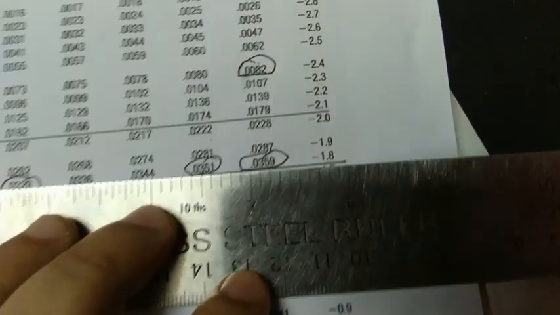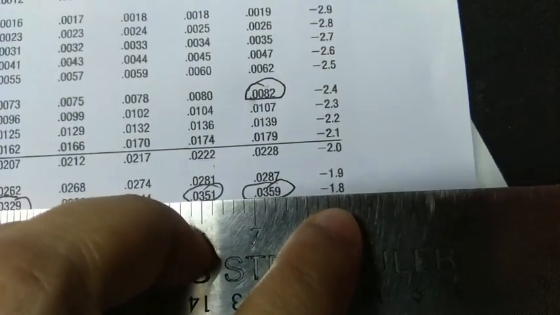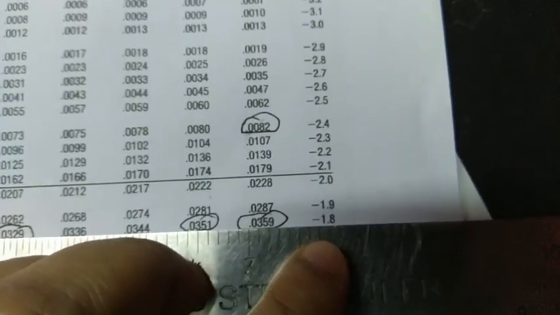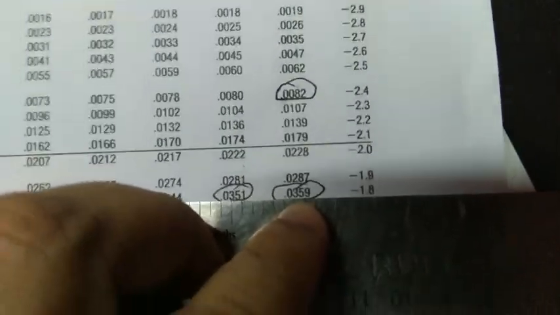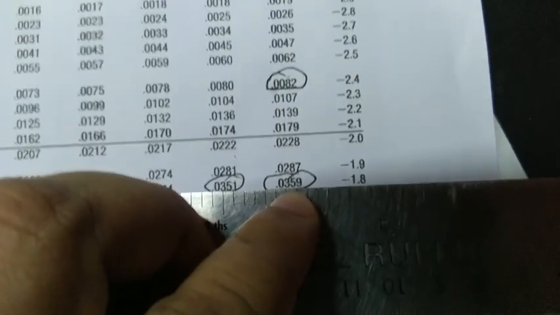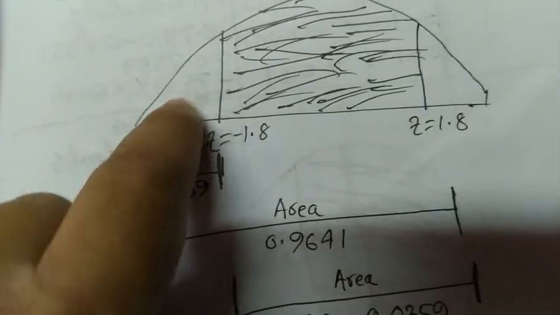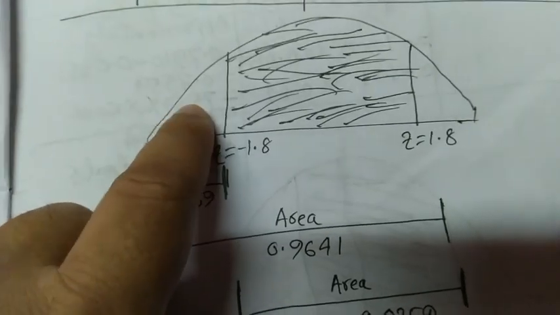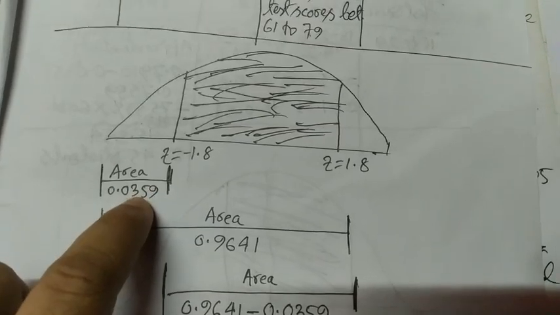This is the column for z and this is the row for minus 1.8. We can consider it minus 1.80, so this is also the column for 0. So the right area is 0.0359. That means the area of this portion, from here to here, is 0.0359.